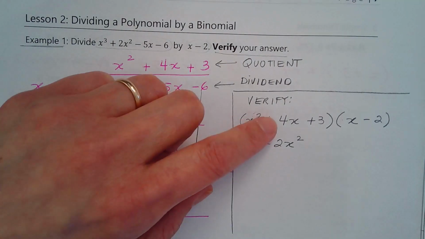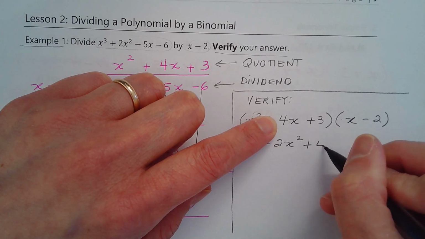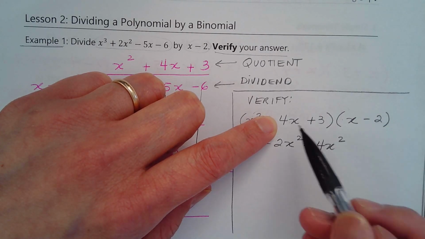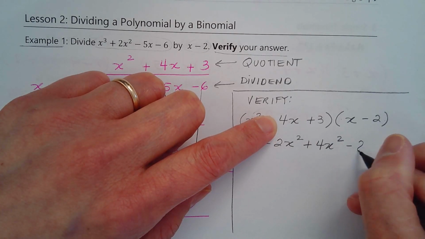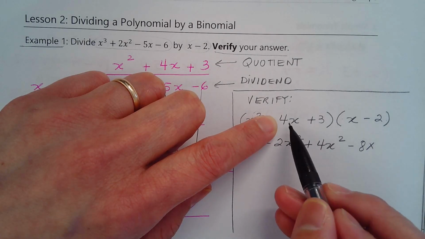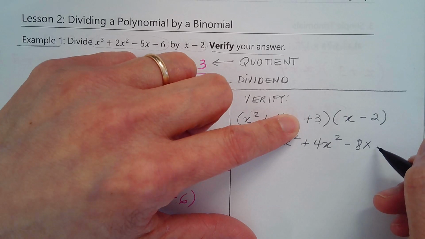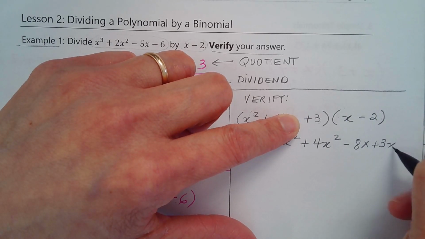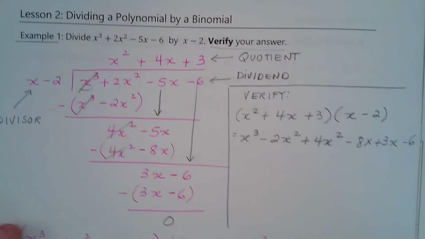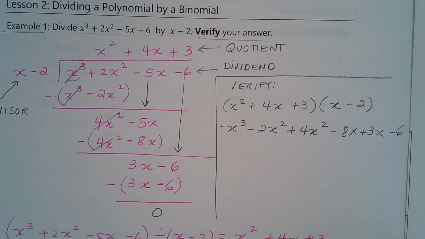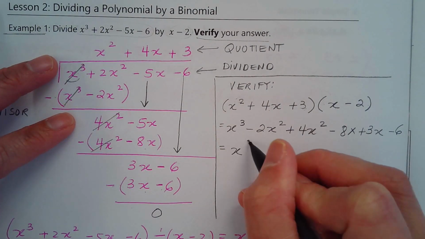Okay, that's done. So I'm going to move on to 4x. 4x times x is going to give us positive 4x squared. 4x times negative 2, negative 8x. Okay, that's done. You're going to move on to 3. 3 times x is 3x. And then 3 times negative 2 is negative 6. After that, we collect the like terms.